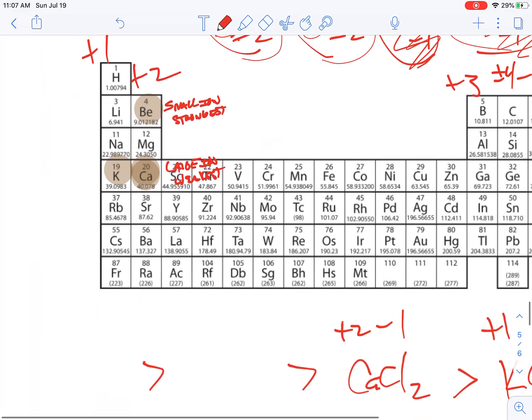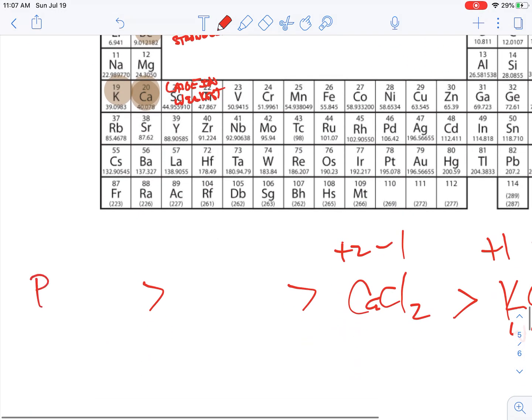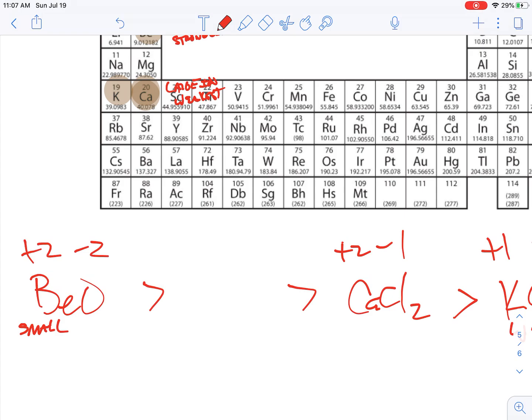So the strongest of these bunches should be the beryllium oxide, because it's a plus 2 minus 2, but it's a small ion. The next one should be the calcium oxide, because it's a plus 2 minus 2, but it's a larger ion.